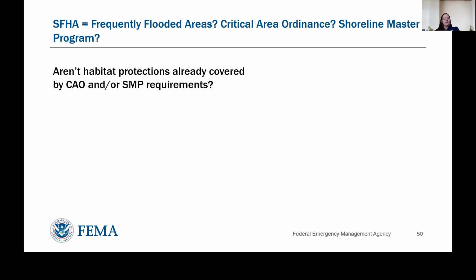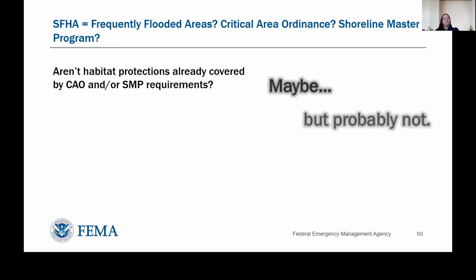So there's a lot of existing environmental regulations, like the Shoreline Master Program, that local communities are already fully implementing, and it's a fair question whether or not the BiOp requirements and habitat requirements for the consideration of ESA species are already covered by those existing requirements. And I guess my answer to that would be maybe, but probably not.